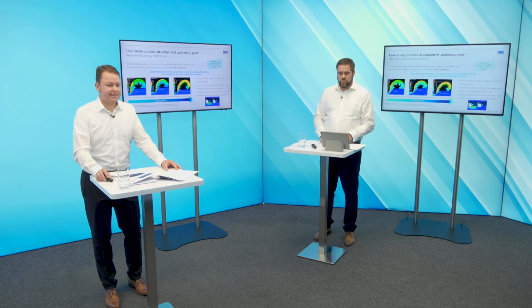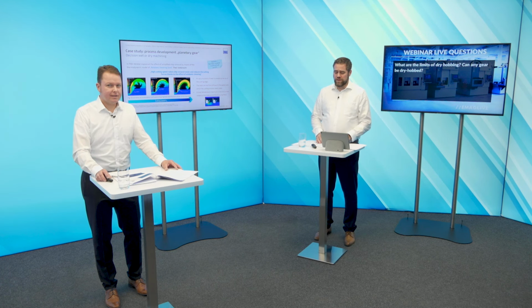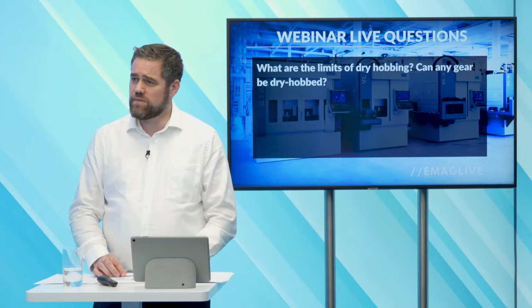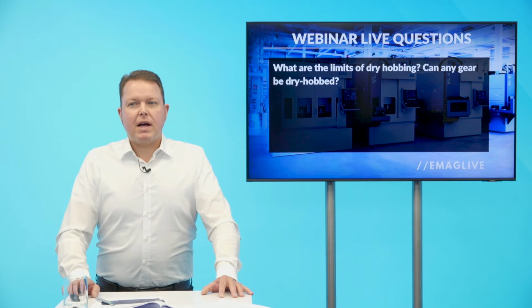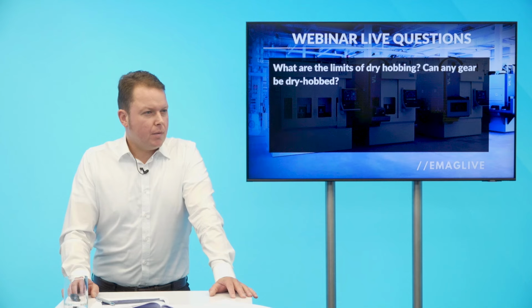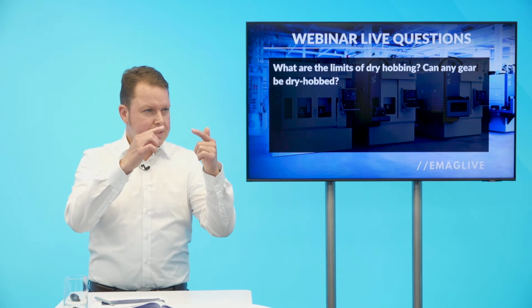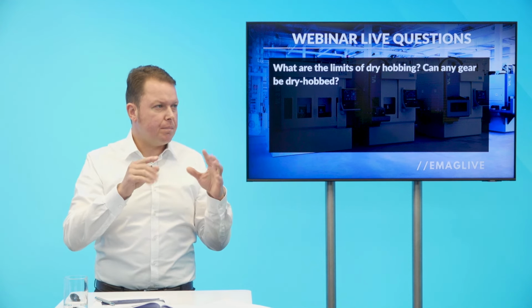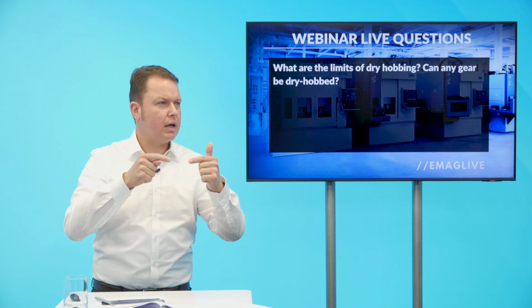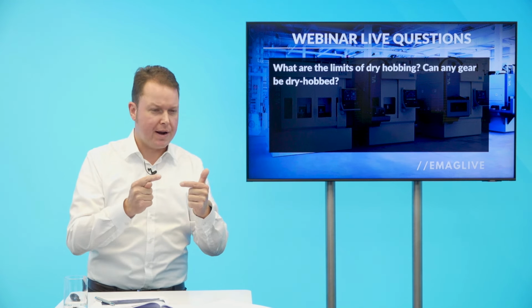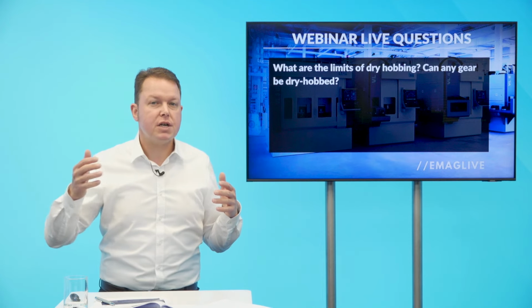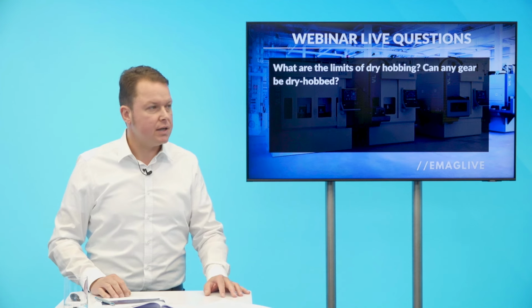And in the meanwhile, somebody out of the webinar sent a question to us. What are the limits of dry hobbing? Can any gear be dry hobbed? Well, there are indeed limitations. For example, when we talk about narrow tooth gaps, small pressure angles, and then if we still have on top protuberances, with even smaller pressure angles in the area of the protuberance, then it can become really critical because it's difficult to get rid of the chips. We need to get these chips out of the tooth gap, and there are indeed limitations as far as the profiles are concerned.